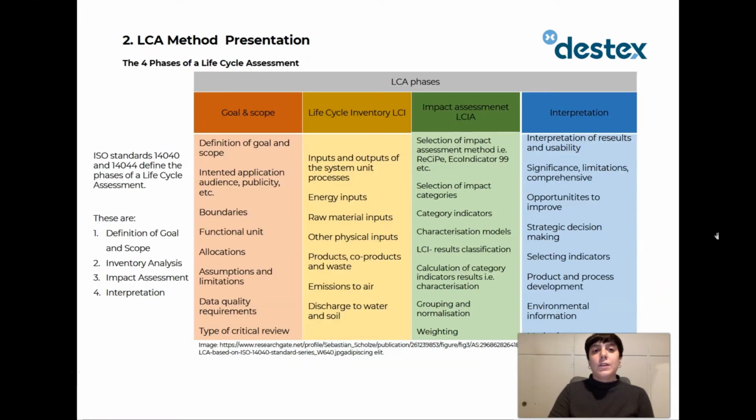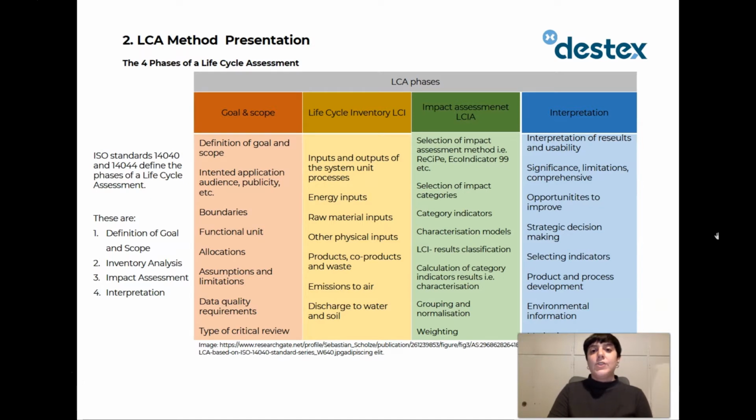Starting with the method presentation of the life cycle assessment, there are 4 phases. The first phase is the goal and scope, which is the definition by intended application, audience, publicity, functional units, allocations, data quality requirements, and type of critical review. Moving on to the life cycle inventory, which consists of inputs and outputs of the system unit, raw material inputs, emissions to air, energy inputs, and many more.